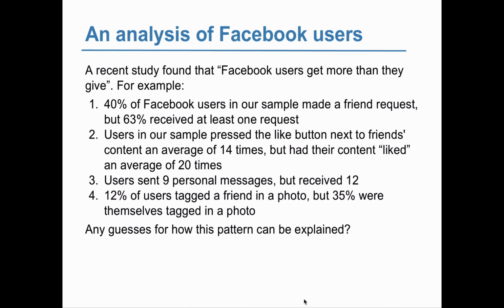A recent study found that Facebook users get more than they give. For example, 40% of Facebook users in our sample made a friend request, but 63% received at least one friend request. Users in our sample pressed the like button next to friends' content an average of 14 times, but had their content liked an average of 20 times. Users sent 9 personal messages, but received 12. 12% of users tagged a friend in a photo, but 35% were themselves tagged in a photo. How do we explain this?